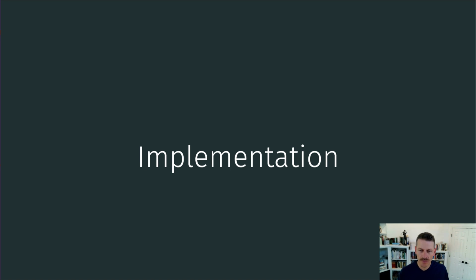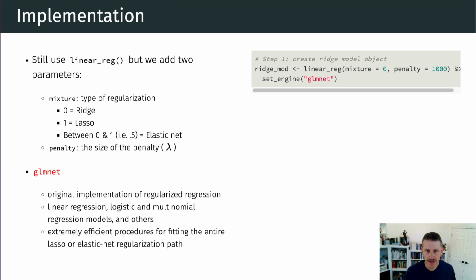All right, let's look at how to implement our regularized regression algorithms. When we do this, we use the same linear regression that we saw earlier in our linear regression module, but we're going to add two new parameters. We're going to add mixture, and mixture can equal 0, it can equal 1, or it can equal any value in between. When mixture equals 0, that is actually performing a ridge regression penalty.